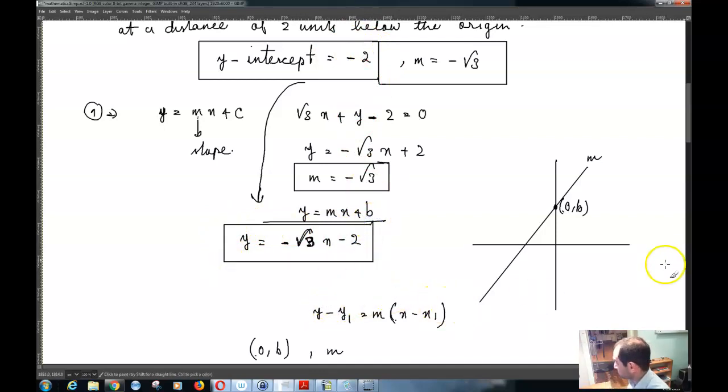So the answer to number 14 is square root of 3 times x plus y plus 2 is equal to 0. They have written it in this way: square root of 3 times x plus y plus 2 is equal to 0, which is basically the exact same equation.